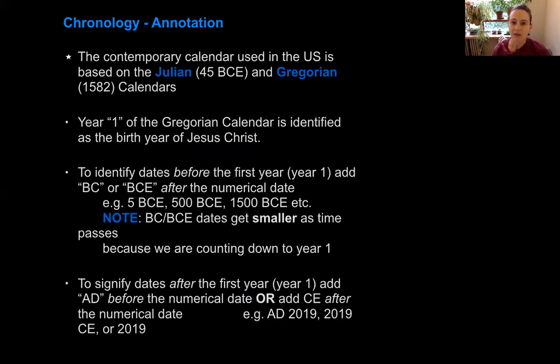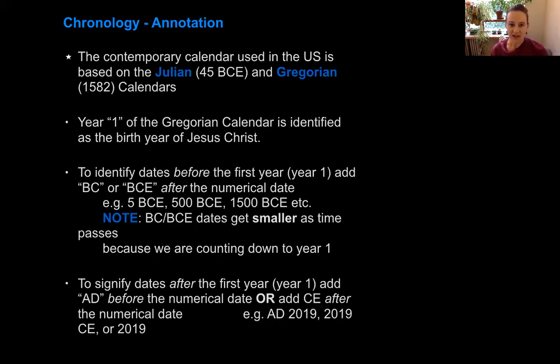So there's actually multiple calendars in the world and ways of measuring time. And if you're interested, there's a great Wikipedia page that lists some of the calendars and where we are in those eras. So the one that's used publicly in the US and that we use for this class is based on the Julian and Gregorian calendars. So the Julian calendar was part of a reform by Julius Caesar in 45 BCE. And then Pope, I believe, Gregory in the 16th century. So this is the one that we work from.